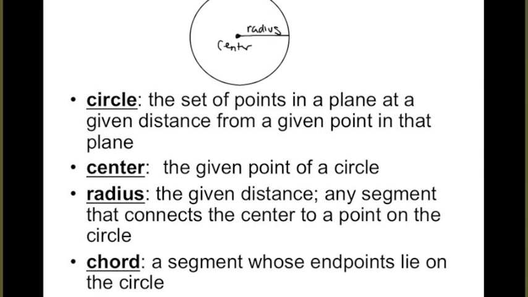A chord is a segment whose endpoints are on the circle. Okay. Lots and lots and lots of different chords I could draw. I just need to connect any two points that are actually on the circle, and that will be a chord. Questions on any of those terms?